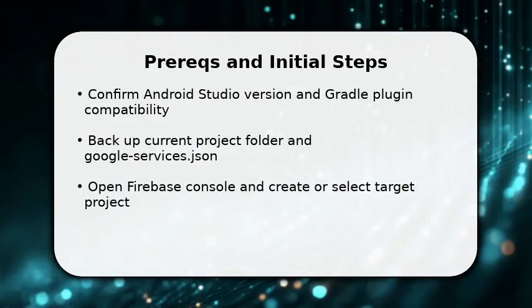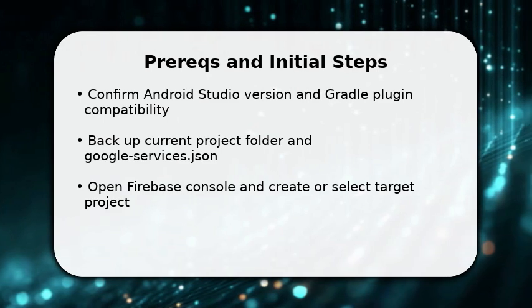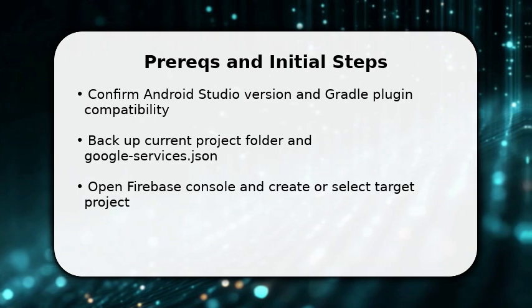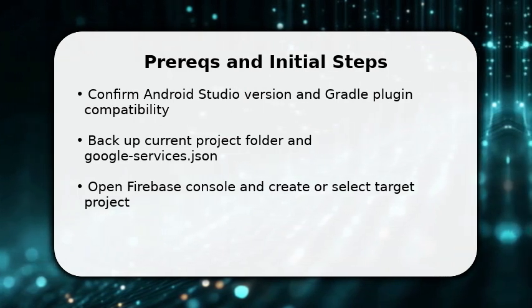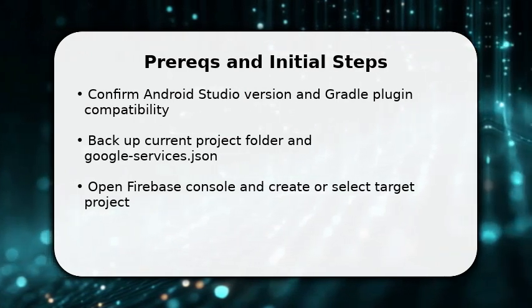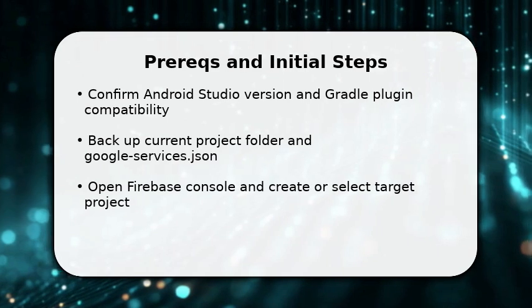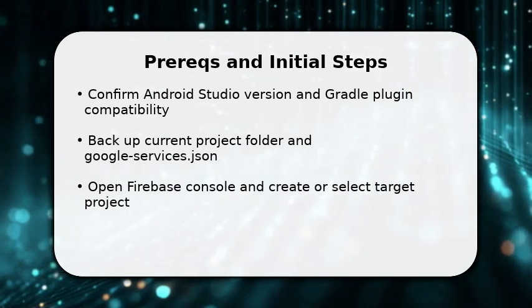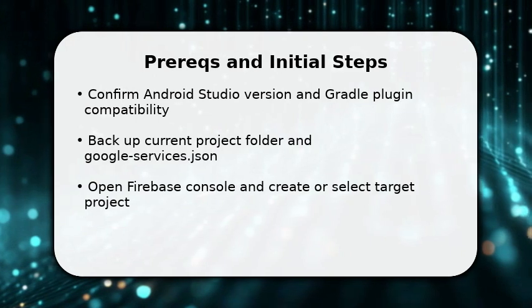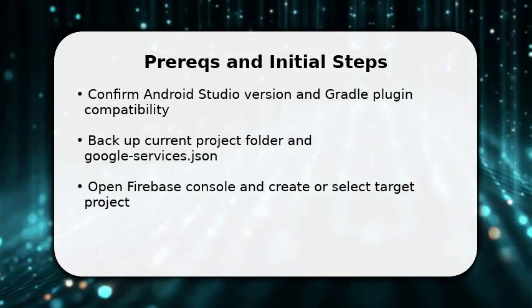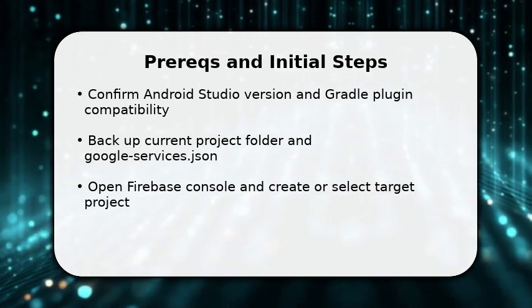You start by verifying prerequisites: Android Studio, Gradle plugin, and a backup of your project in google-services.json. Once done, open the Firebase console and select the target project or create a new one. Make sure your app's package name matches the Firebase app entry. If not, add a new Android app in Firebase with that package. Download the new google-services.json. At this point, you're ready to switch files and update Gradle.